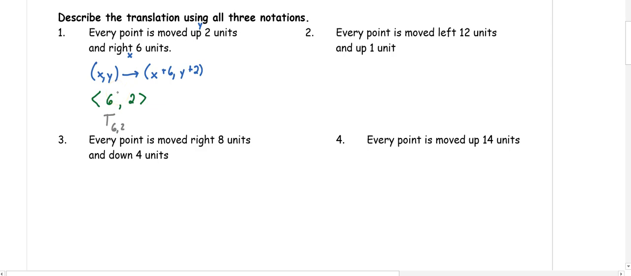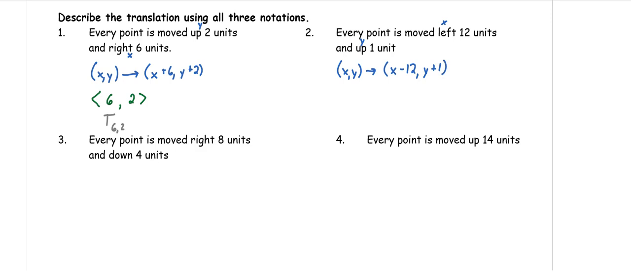Number 2, every point is moved left 12 units and up 1 unit. So left, remember, deals with our x coordinates, up deals with our y coordinates. So I'd have x comma y, and we're changing x to x minus 12 because we're going to the left, so we're subtracting, and y plus 1. In vector notation, we just deal with the numbers again, so negative 12 for the left, 1 for going up. And in translation, we're just going to take those numbers and write them as subscripts, so negative 12, comma 1.